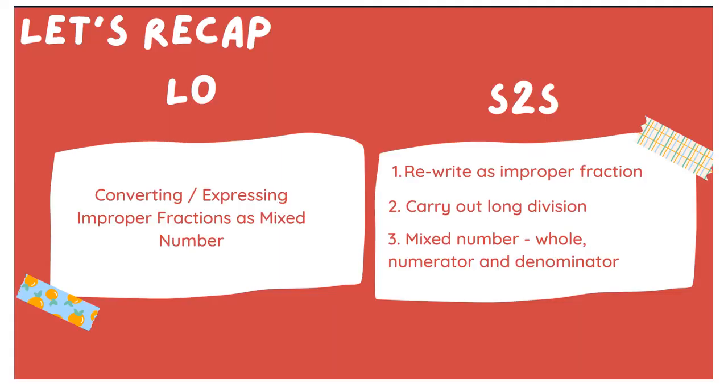So let's just quickly recap our LO and S to S for today. Today we are converting or expressing or changing improper fractions as mixed numbers. Our S to S for today is, the first one is we need to rewrite as improper fraction. Improper fraction is where the numerator is bigger than the denominator, and then you need to carry out long division. After that, you need to express it as a mixed number which has the whole, which is the dad, the numerator, which is the kid, and the denominator, which is the mother.